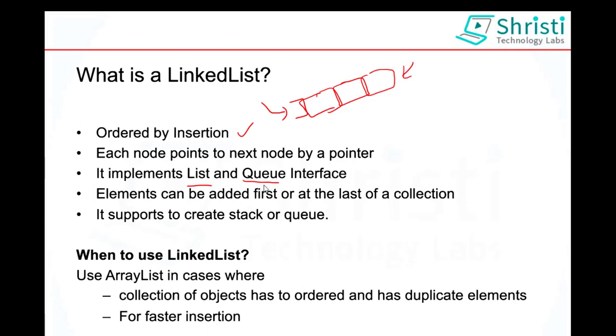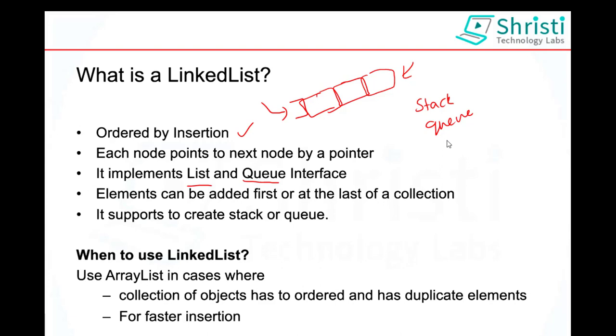As we know that linked list is implementing queue and DQ interface, you can create different types of combinations, like you can create a stack, or you can create a queue, first in first out. You can create last in first out, first in last out. So you can come up with different combinations, or you can make it behave like a simple list.